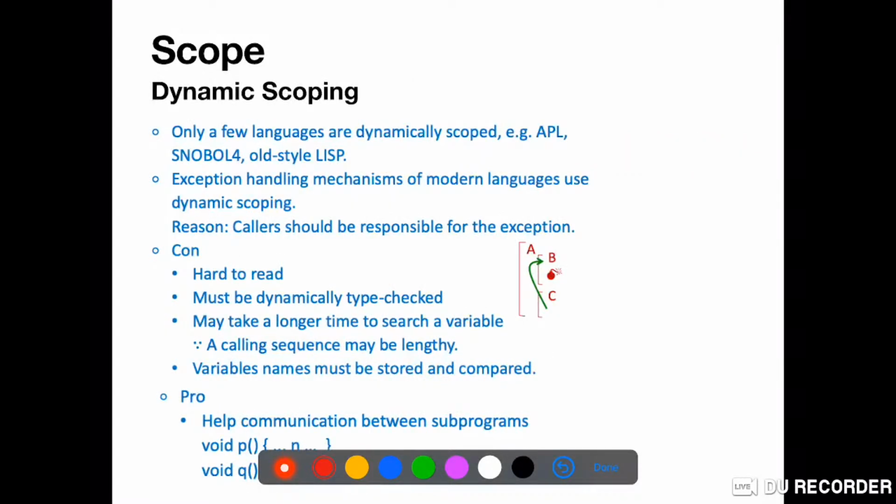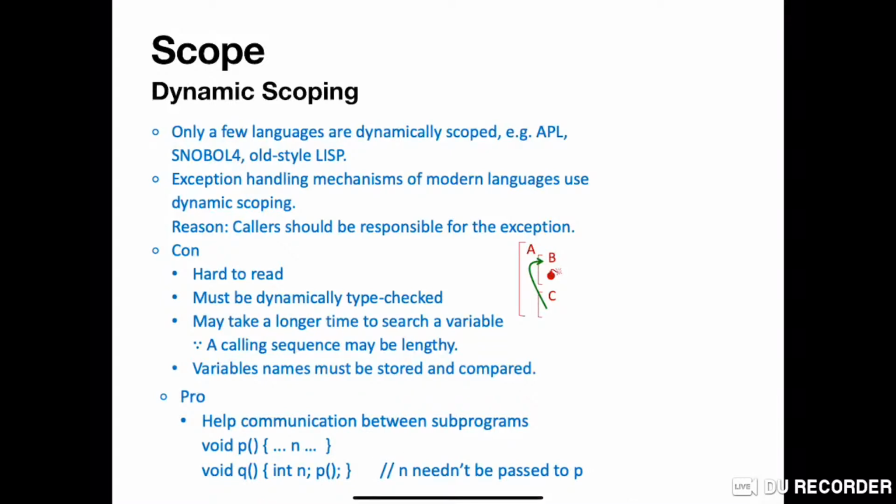Okay. So that's dynamic scoping. Sorry, that's dynamic scoping. So it has very few pros, I would say. It helps communication between subprograms. This is the only pro I can find, and it's actually a very bad one.